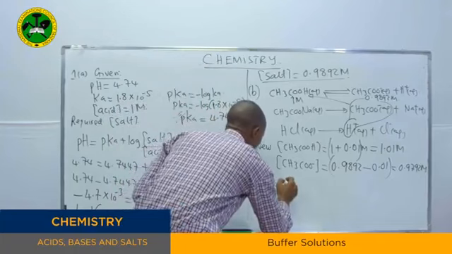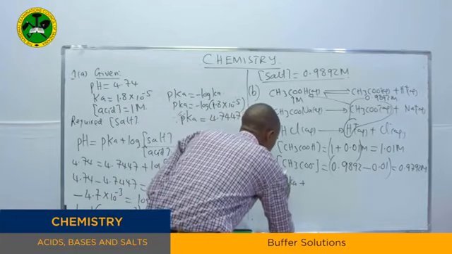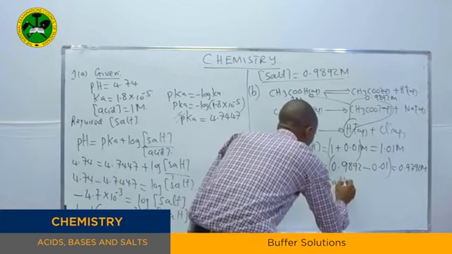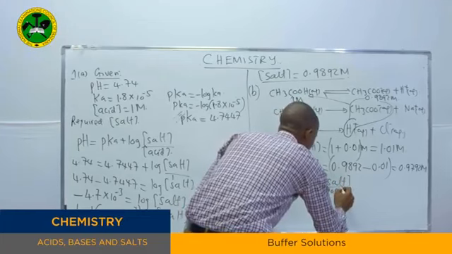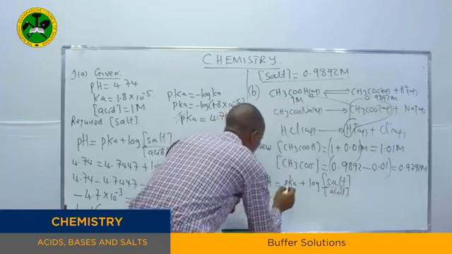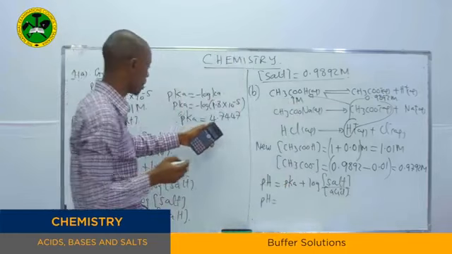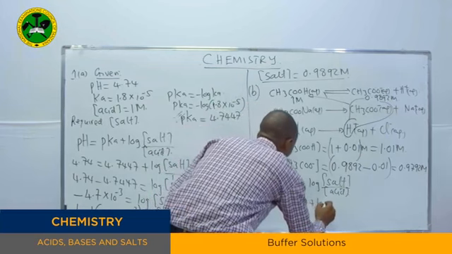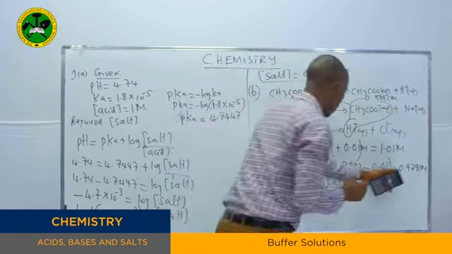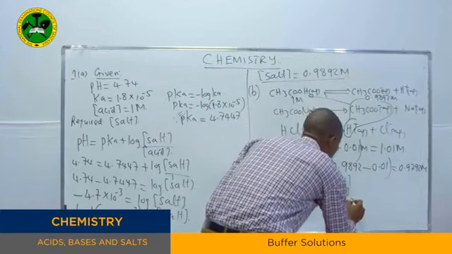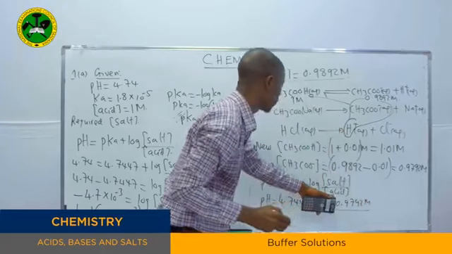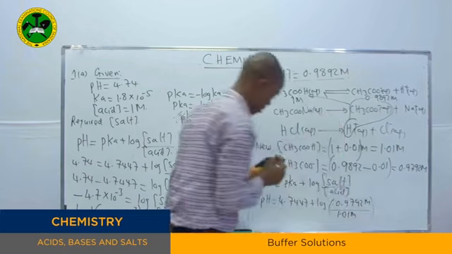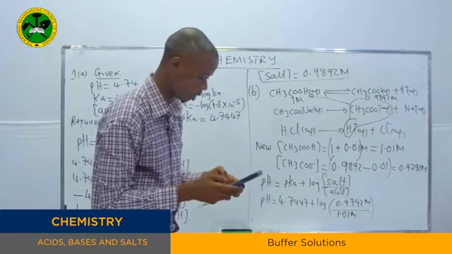Now pH would be equal to pKa plus log concentration of the salt over concentration of the acid. pH would be equal to pKa. We have already taken the value which is here, 4.7447 plus log concentration of the salt, the value is here, 0.9792 molar. Concentration of the acid, the new value is there, 1.01 molar.